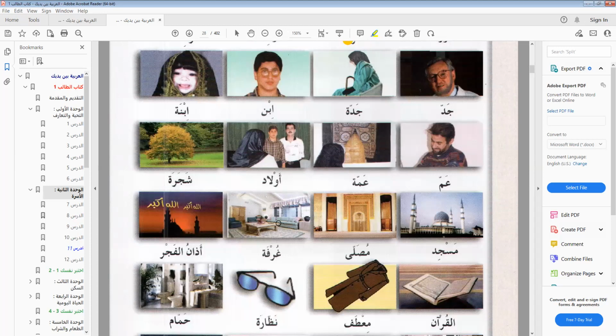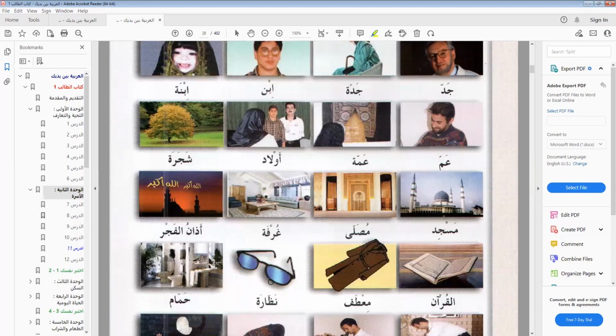Gurfatun is a room. Then adhanul fajr, the call to prayer of Fajr. Then Al-Quran, our glorious book. Mi'tafun is the jacket. You can see the jacket, the long jacket. Mi'tafun. Then you have nadharatun.